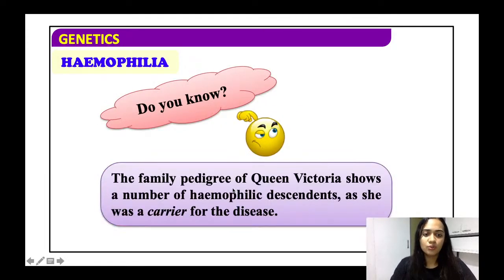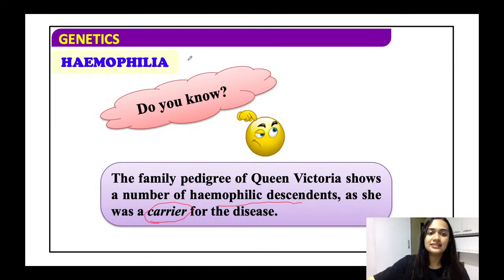Now, you know that the pedigree of Queen Victoria shows a number of hemophilic descendants, as she was the carrier of the disease. Queen Victoria was the carrier of this disease. All right, hence this is also known as the Queen's disease.